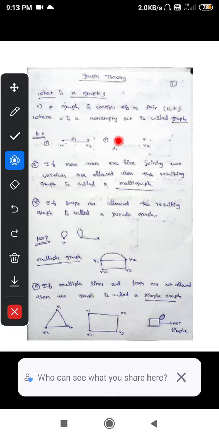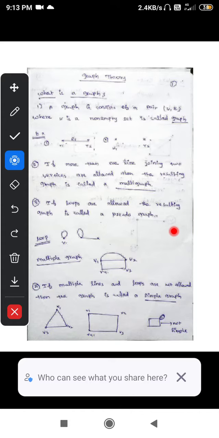Next definition: if more than one line joining two vertices is allowed, then the resulting graph is called a multigraph. For example, with only two points joined by only one line, it is a graph. More than one line, V1, V2, one line and another line, these are called multi-lines. It is called the multigraph.